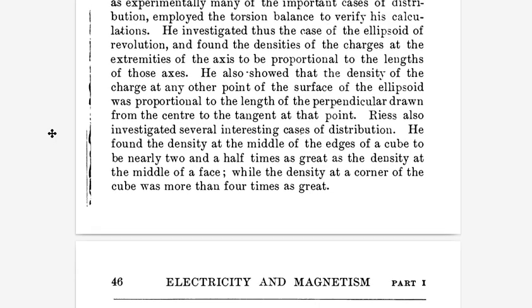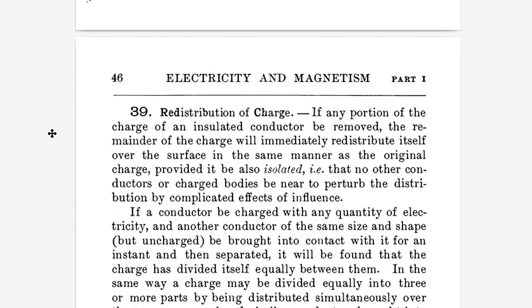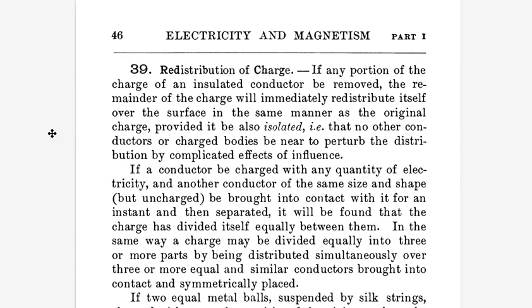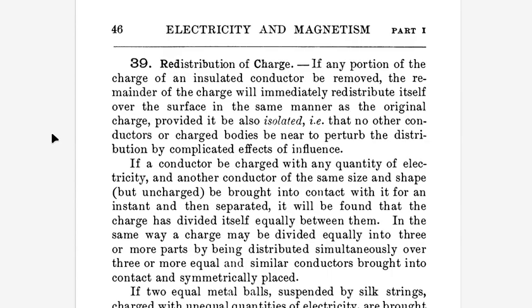39. Redistribution of charge. If any portion of the charge of an insulated conductor be removed, the remainder of the charge will immediately redistribute itself over the surface in the same manner as the original charge, provided it be also isolated, i.e., that no other conductors or charged bodies be near to perturb the distribution by complicated effects of influence.